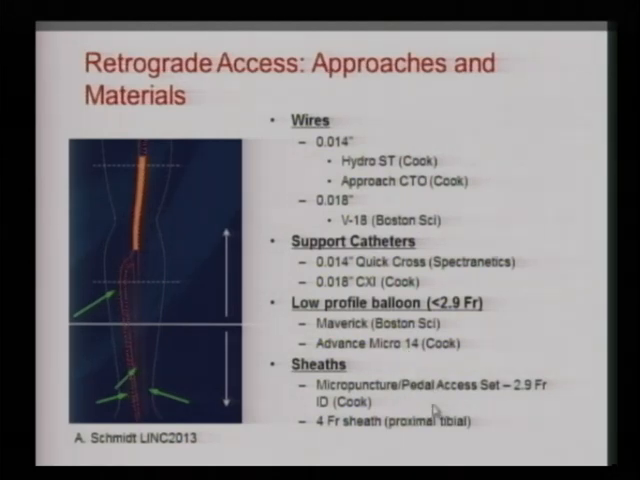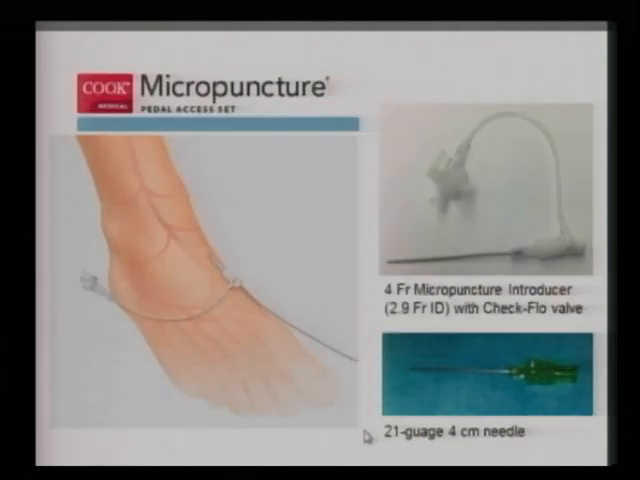And you can use a sheath for your pedal access. It's basically a micropuncture system. That's a 3 French system, and you can pass these low profile balloons through these micropuncture type sheaths. If we're up in the upper leg for the anterior tibial artery, you can actually put a 4 French sheath into those proximal tibial artery targets.